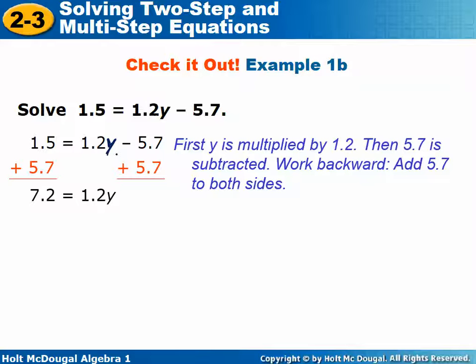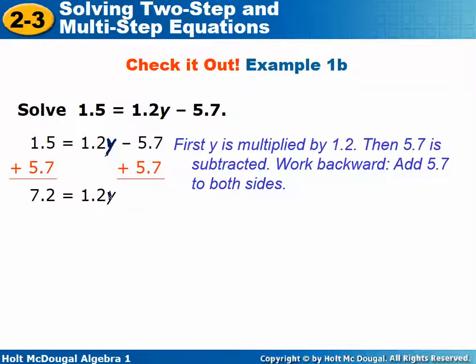And then, sometimes people get confused about what to add it to. You would not add 5.7 to the 1.2y because this has a y in it, and they would not be like terms. You add it to both sides of the equal sign. Only numbers get added to numbers, not to a variable term. And now we have 7.2 equals 1.2y.